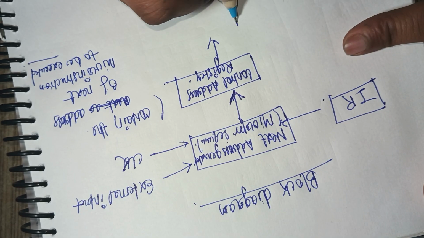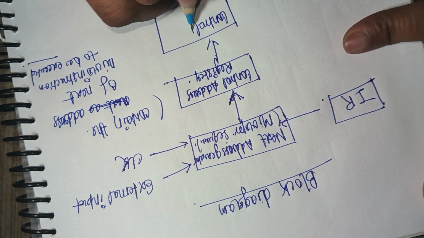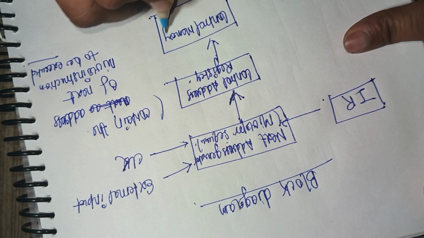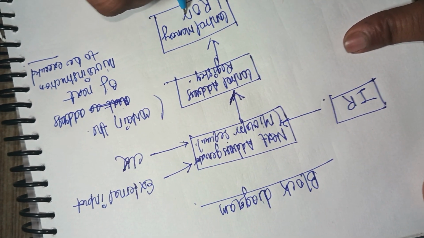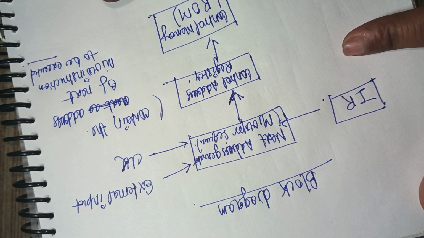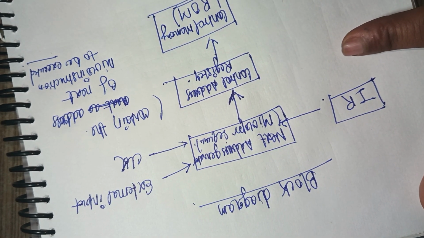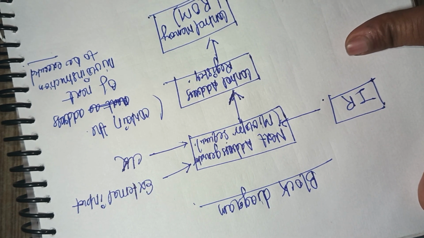Then after, the control memory, where actually the micro instructions are stored, as we earlier discussed, also referred to as the ROM, that is the read only memory. Then after is the control data register, CDR.